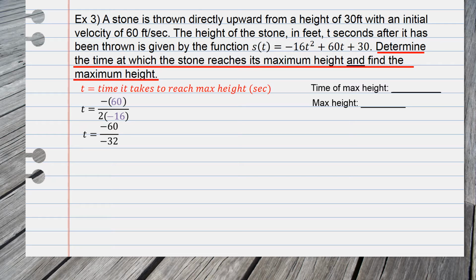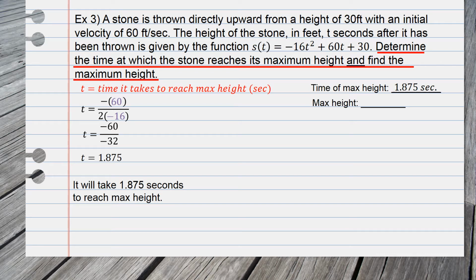From here, we use a calculator to do the division, and we find t equals 1.875. So notice we defined t as the time it takes. We have the equation. We've now solved it, which means I can now say the time of the max height is 1.875 seconds. But the last thing is I do need to write a sentence. It can be short and sweet, such as, it will take 1.875 seconds to reach the max height.